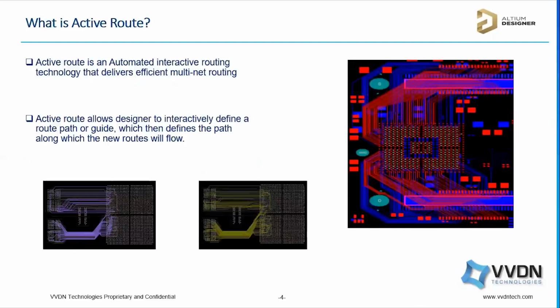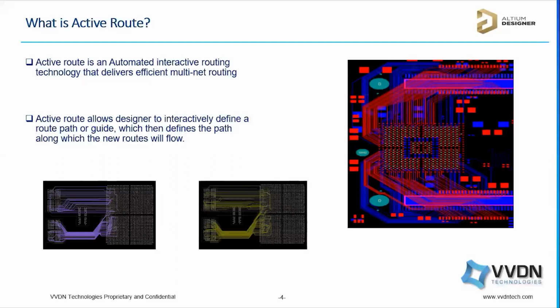So what is ActiveRoute? Actually, one of the most time-consuming phases of board design is routing the nets. And routing should follow constraints such as width, via sizes, clearance, and other design rules. So in order to meet these expectations, Altium provides automated routing in the form of ActiveRoute. ActiveRoute is an automated interactive routing technology that delivers efficient multi-net routing, which is applied to the specific nets or connections selected by the designer.